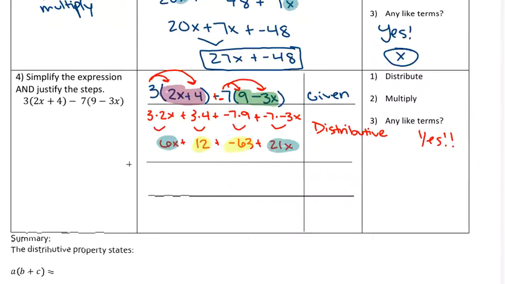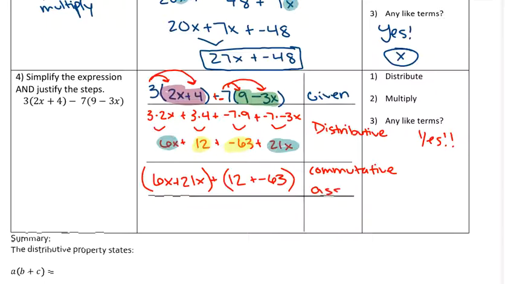Before I do that, I'm going to put them next to each other. So I'm going to have 6x plus 21x, then the 12 with the negative 63. I'm also going to group them as I do that. So that is both the commutative and the associative. First we did commutative, we switched it around, and then we also put parentheses.